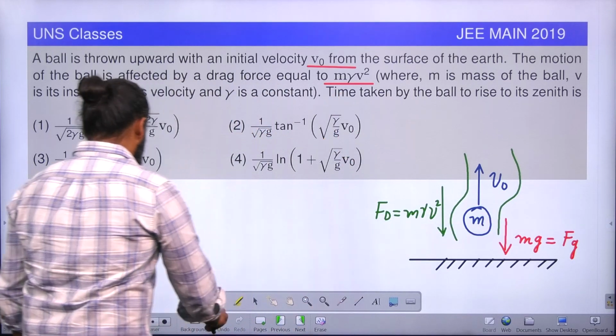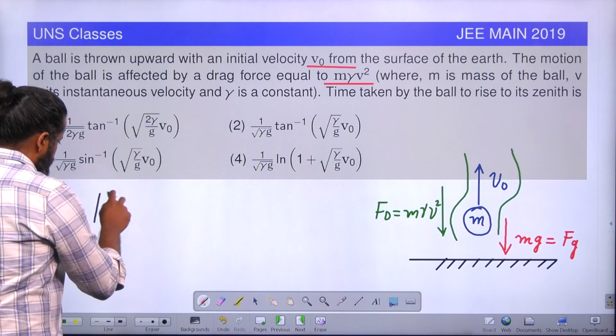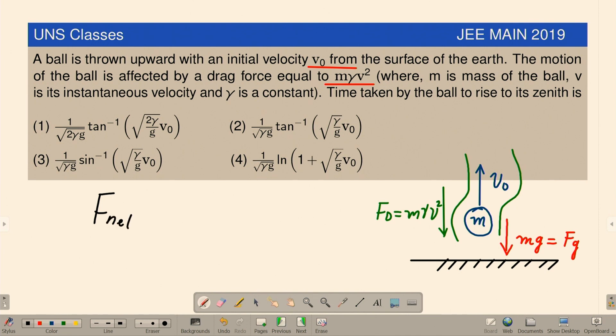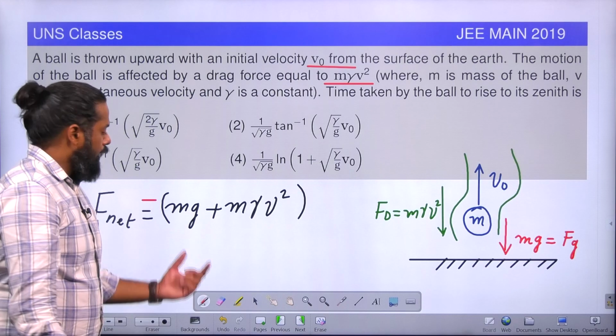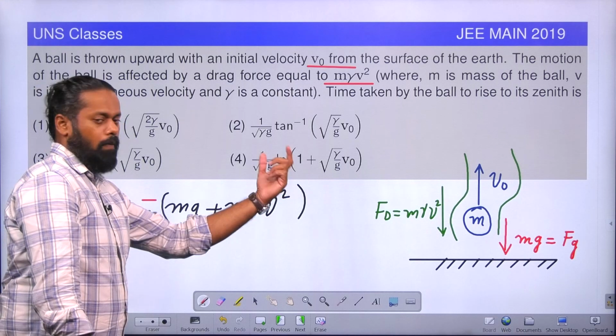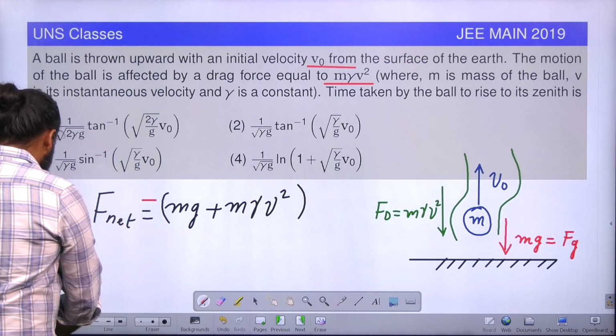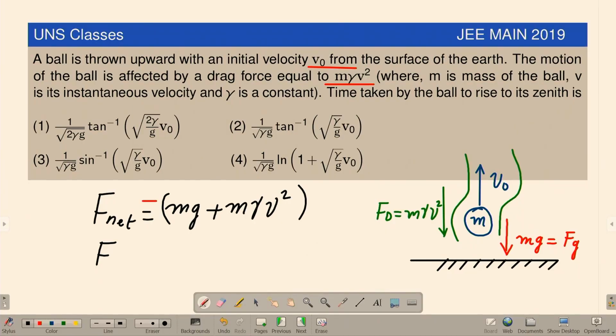What is the net force acting in this case? We can say that F net is equal to mg plus m gamma v square. This is the net force. But you have to apply the sign here. Since it is acting in the minus y direction, or in the downward direction, we can give a negative sign here: minus of mg plus m gamma v square. Now we can equate this to F is equal to ma, Newton's second law.